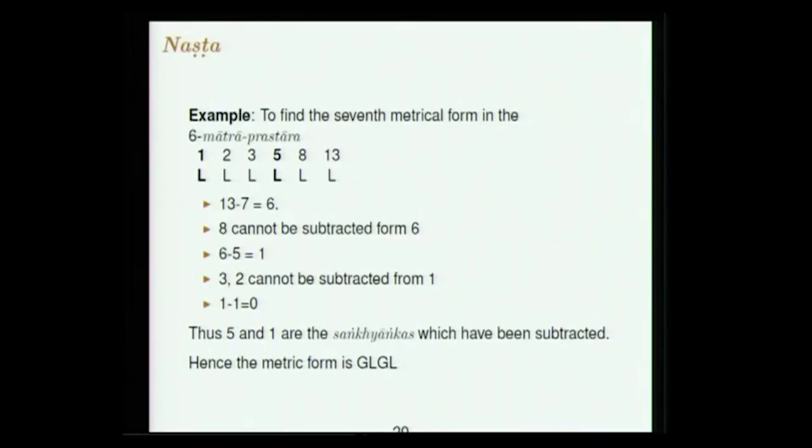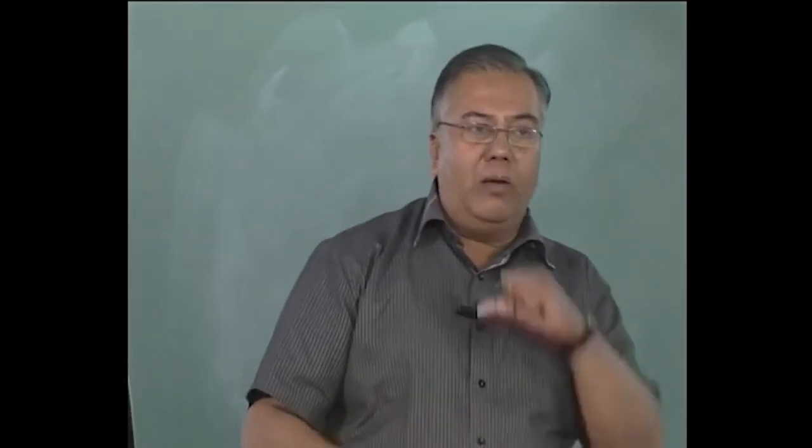So, seventh metrical form. First let me explain that looking at the slide, then we will do another example on the board. So, the seventh metrical form in the sixth matra prastara again. Write 7 L's, write the Sankhyankas above: 1, 2, 3, 5, 8, 13. Now, we want to find the 7th, therefore, subtract this 7 from 13, what you are left with is 6. Now, with this 6, start looking at this from the right. What is the first number which can be subtracted from this 6? It is 5. So, this number 5, to use a word which we will be using later on in the combinatorics in music, you call that 5 a patita sankhyanka, a number which can be subtracted, which is subtractable.